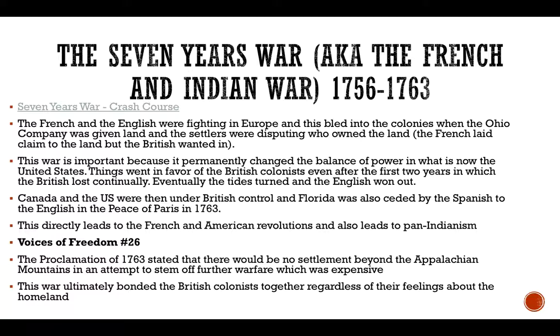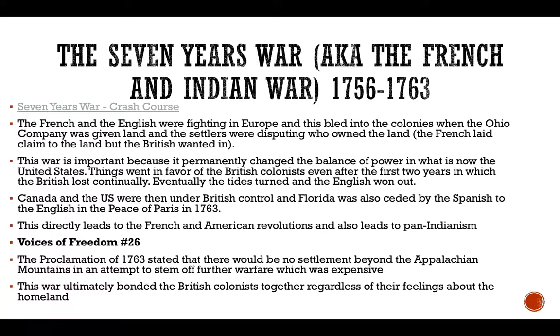And when the Ohio Company was given land, the settlers disputed who owned that land. The French said that it was their land, and the British wanted it to be theirs. So people started to fight over this particular patch of land within the middle of the United States.